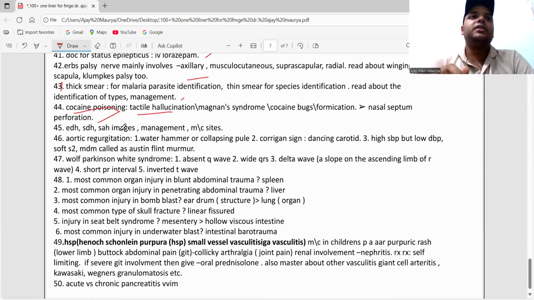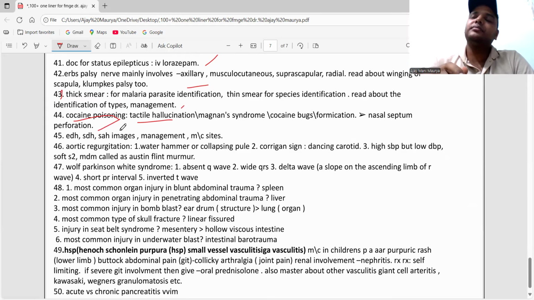Next one. Try to remember about extradural, subdural, and subarachnoid hemorrhage. Subarachnoid hemorrhage images, okay, images with the management and the most common sites.